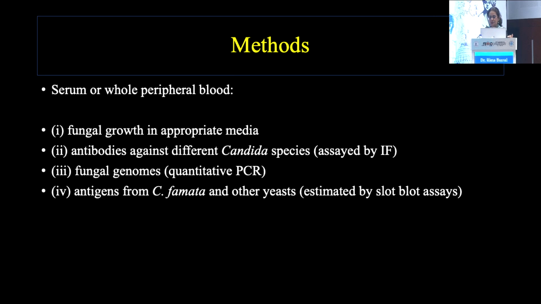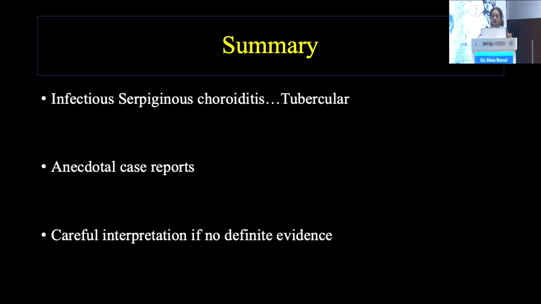They tested the fungal genomes by quantitative PCR, and antigens from Candida albicans and other yeasts were tested by slot blot assays. So to summarize, when we talk of infectious serpiginous choroiditis, of course we have tubercular etiology as the first possibility and the first thought. But from these anecdotal case reports, we do have to keep things in mind. But of course, after ruling out the most common, depending upon the clinical setting, the population, and the geographical region the patient comes from, and if there is no definitive evidence, it needs a very careful interpretation. So thank you very much.